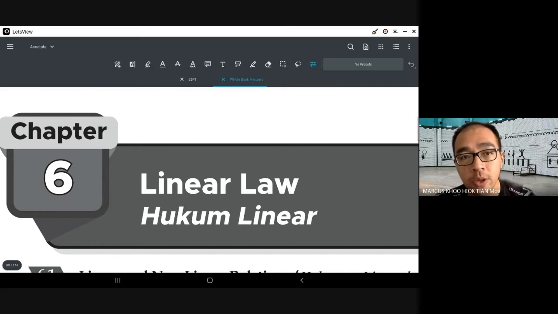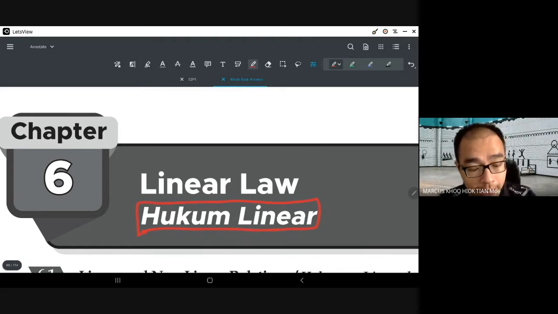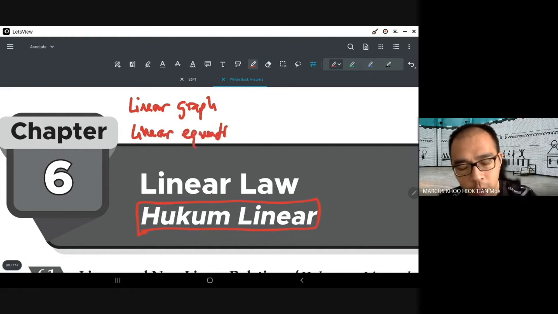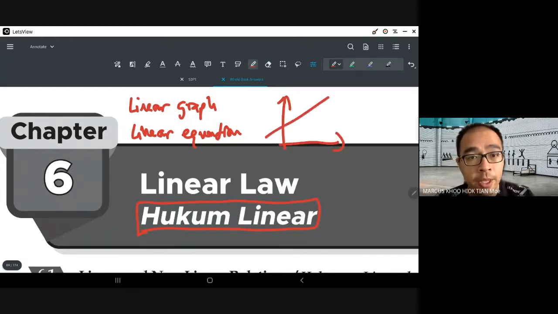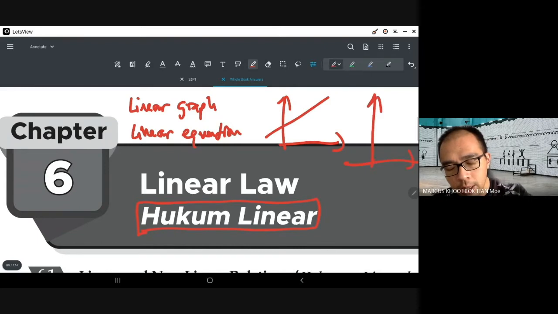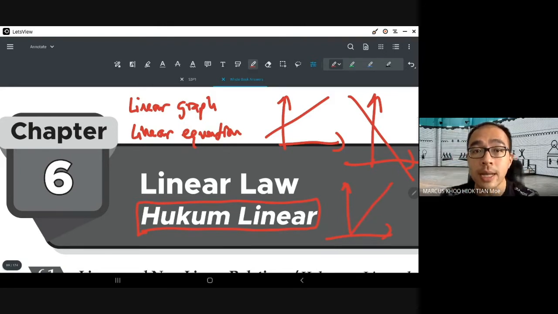Secondly, I hope that you have this module with you because we're going to refer to it a lot, especially today. This chapter is about linear law. We have learned before that linear equations give linear graphs, which usually are straight line graphs, either like this, or like this, or like this.